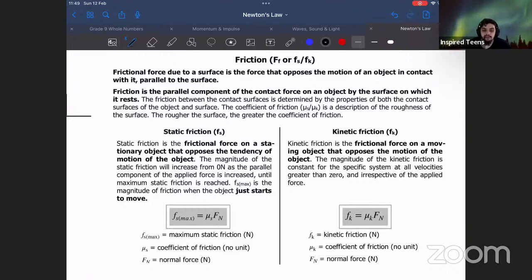Okay, then we have something called the coefficient of friction. The coefficient of friction is a description of the roughness of the surface. So it's a coefficient, it's a set number for certain surfaces, and it gives us a description of how rough or smooth a surface is. The rougher the surface, the greater the coefficient of friction.